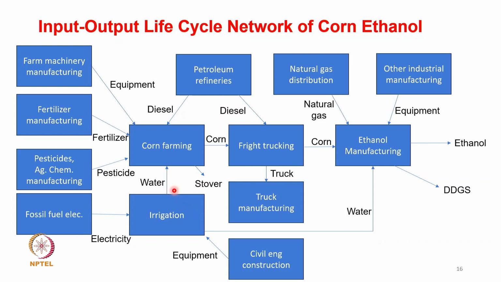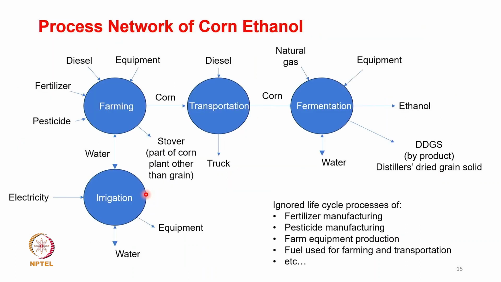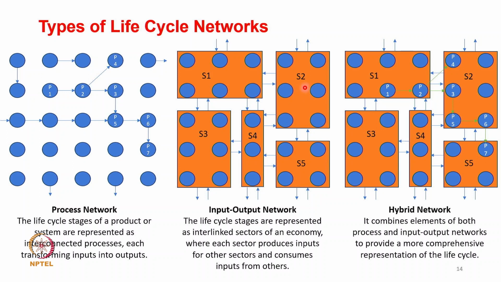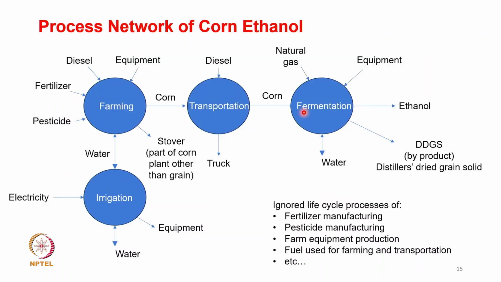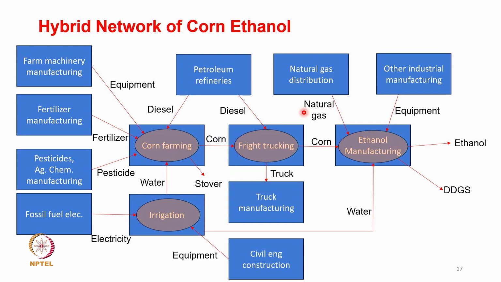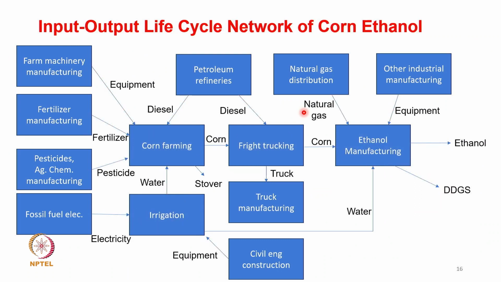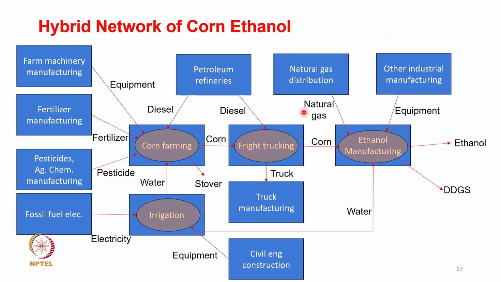And how does water come in? You need to do irrigation, which requires some fossil fuel, and so on and so forth. So this is the entire input output unit. You are not looking at the steps, but only at the various stages in the network. Now how do we do the hybrid network? This is how to hybridize the network. You bring in the corn farming, and in the corn farming as a unit operation, you bring all of them together, and eventually it becomes a hybrid network.